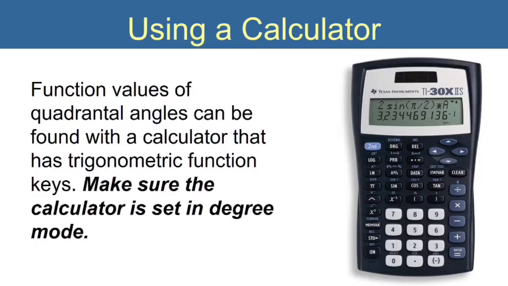Now, I do want to point out that you can use a calculator. If you do want to use a calculator, if you're in a situation where you can, then make sure that the calculator is set in degree mode, not radian mode, because 90, 180, 270, 360, those are all measured in degrees. If you have your calculator in radians, of course, it's going to give you wrong answers.